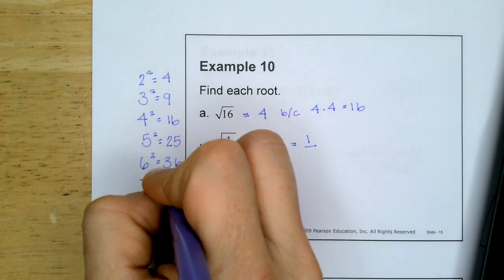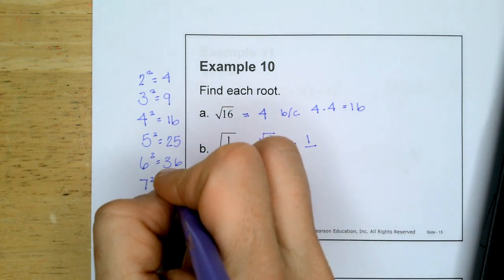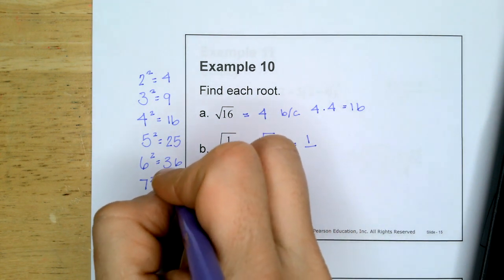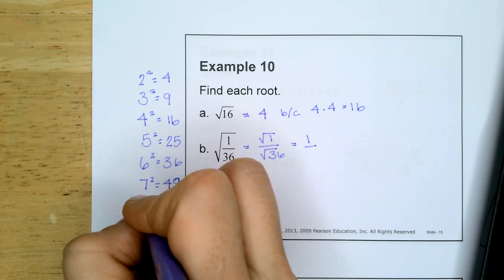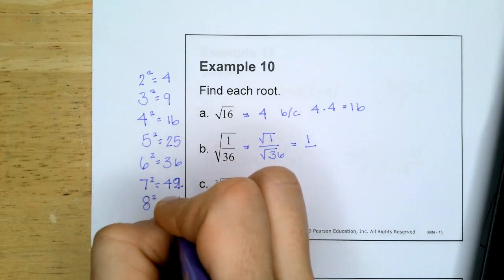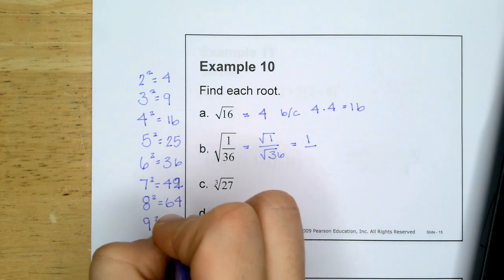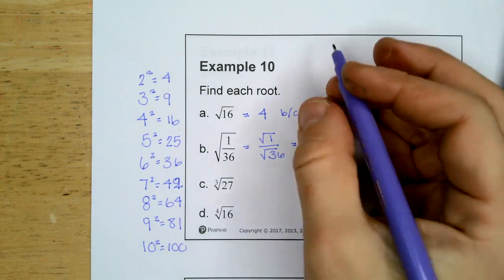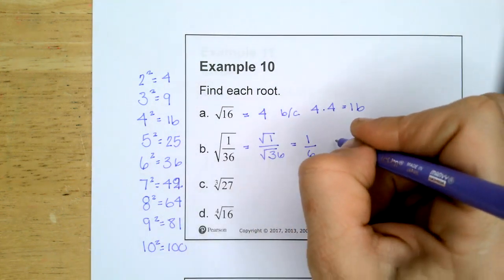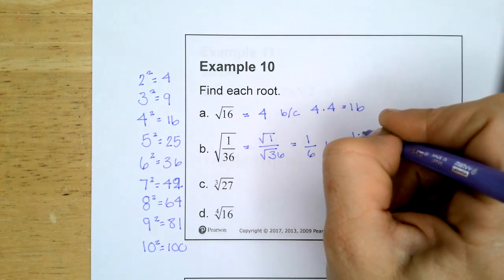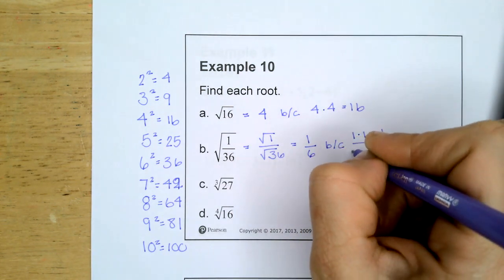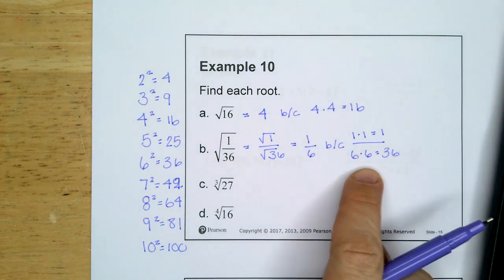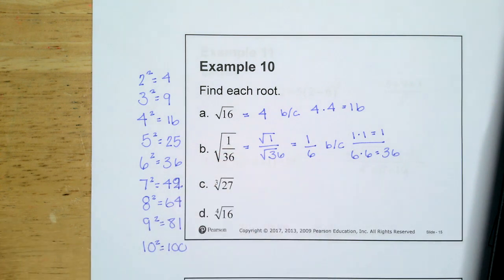7 squared is 42. I always forget. I think 7 times 6 is 42, and then 7 squared is 49. 8 squared is 64. 9 squared is 81. 10 squared nicely is 100. Okay. The square root of 36 is 6 because 6 times 6 is 36. So I can work backwards and get 6 squared is 36, 1 squared is 1.